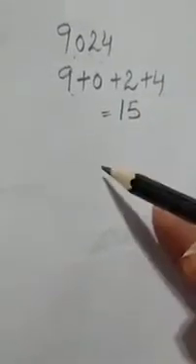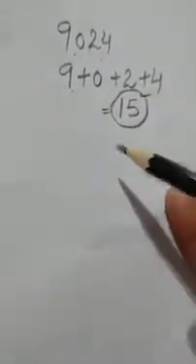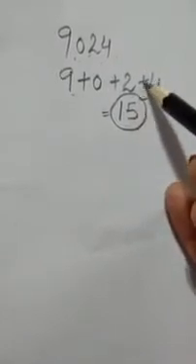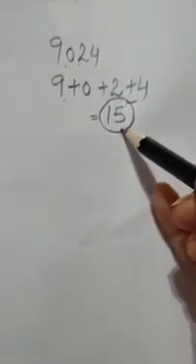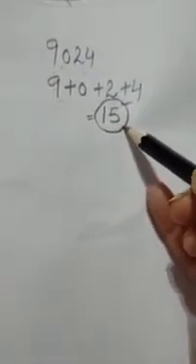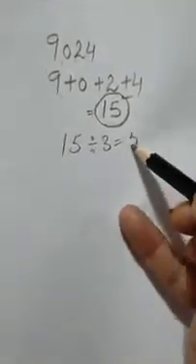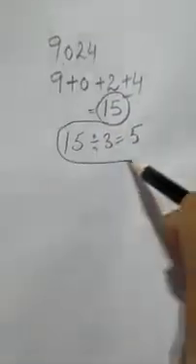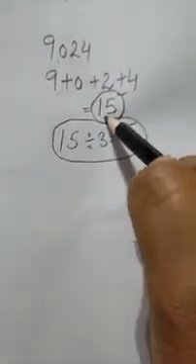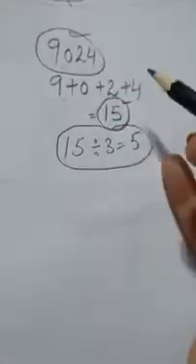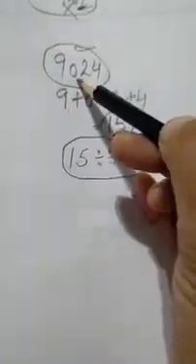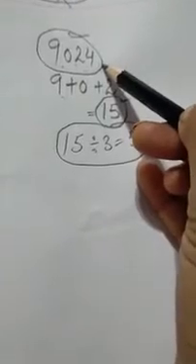We got 15. Now 15 is divisible by 3. Why? Because we can see in the table of 3 we get 15. When we divide 15 by 3, we get 5. Yes, 15 is divisible by 3. The sum of the digits is divisible by 3, so this number will also be divisible by 3. So 9024 is also divisible by 3.